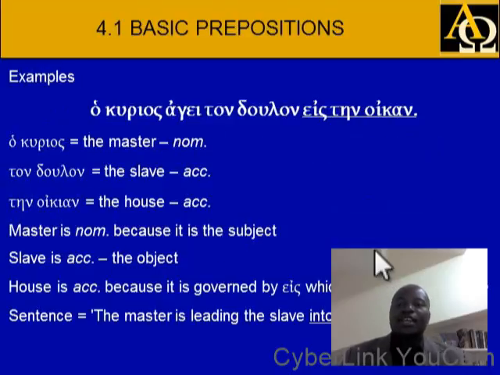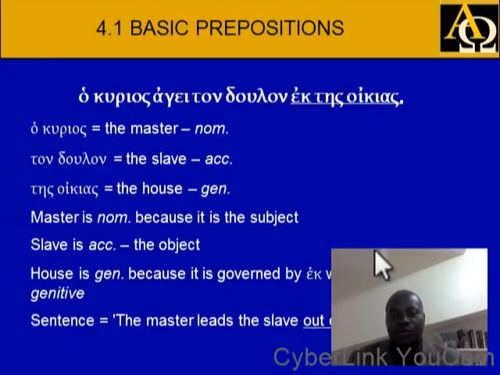So for example, we have ho kurios agei ton dulon eis ten oikian. So ho kurios is nominative, ton dulon is accusative, ten oikian is accusative. So master is nominative because he is the subject, slave is accusative because he is the object, and house is accusative because it is governed by eis, which takes the accusative case. And the sentence then is: the master is leading the slave into the house.